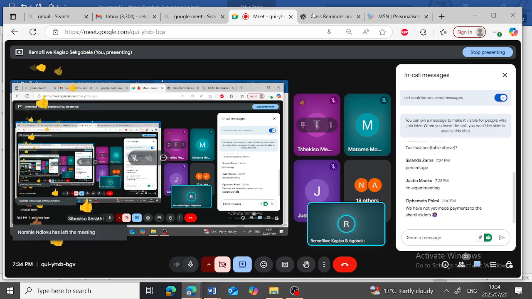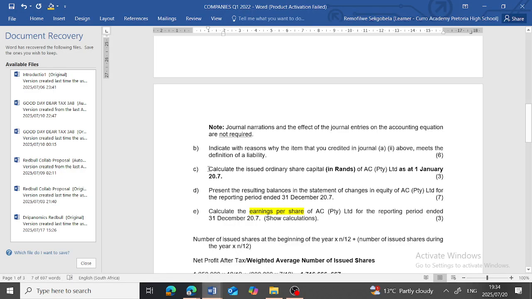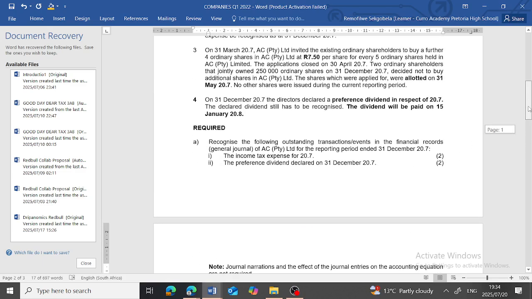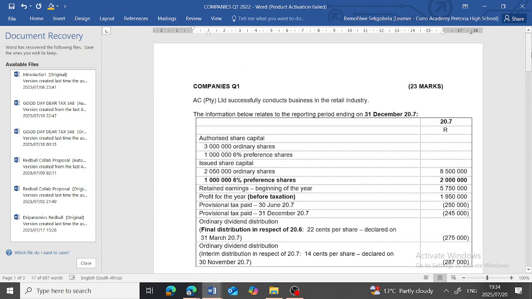Okay, that's good. So if we are all okay, we then move on to C, which is calculate the issued ordinary share capital in rands of AC as at 1 January 2017. So they want us to calculate how many shares were in issue at the beginning of the year. What information do we have, guys?